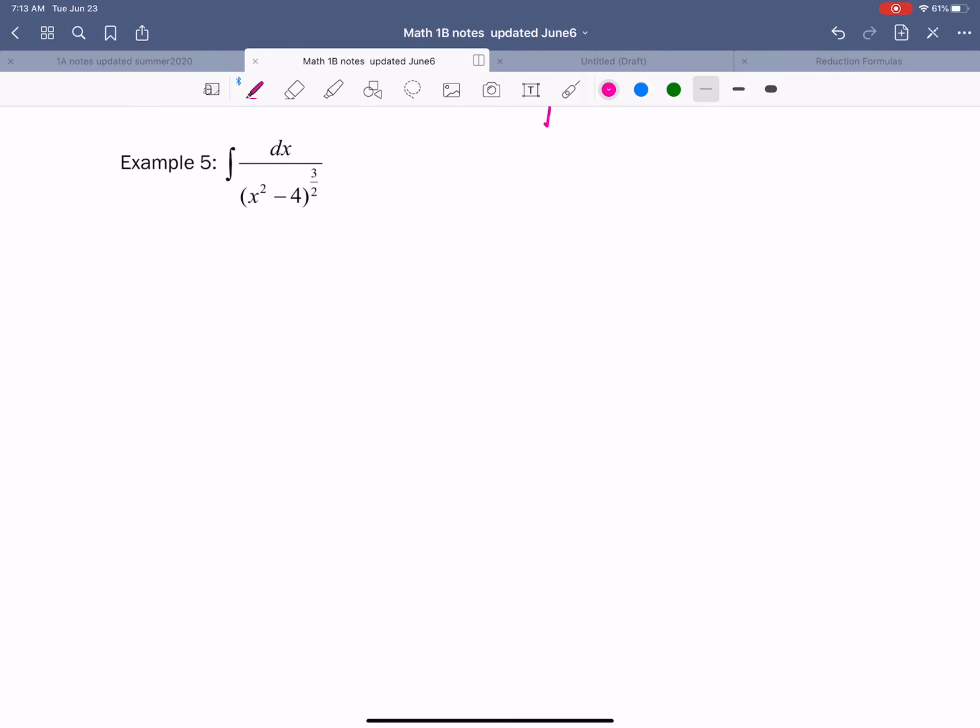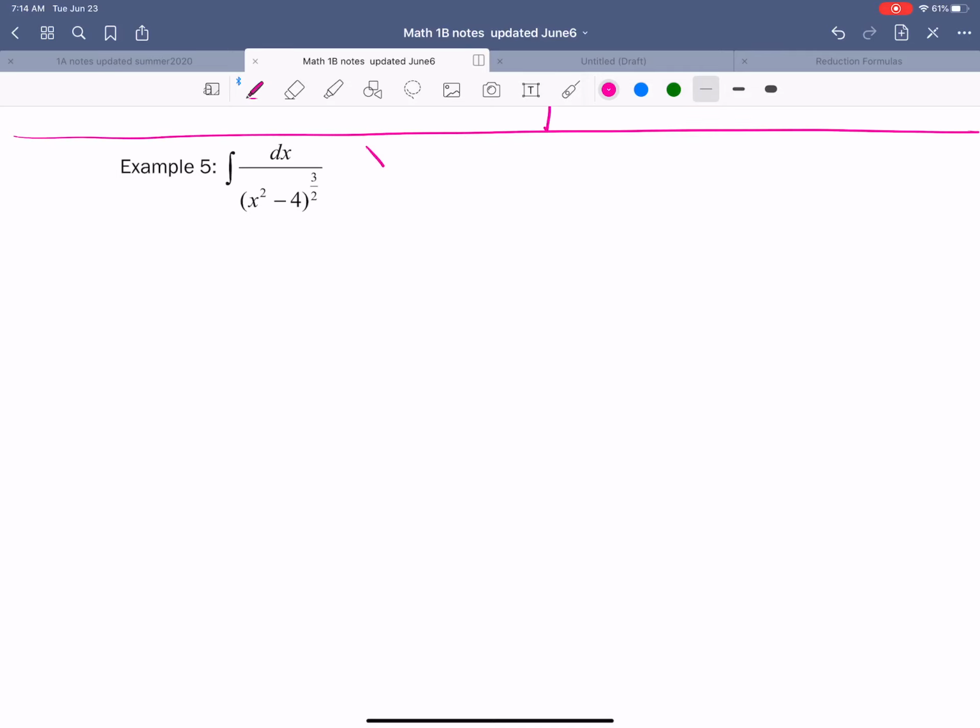Let's see the next problem. Again, it's very important to identify what you have in the front. Do you have a squared in the front, or do you have x squared in the front? If you have x squared in the front, then you do want to call x a secant theta. Okay, in this case, a looks like it's 4. So I'm going to let x be equal to 2 secant theta.